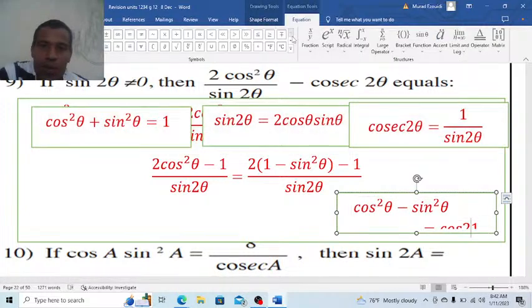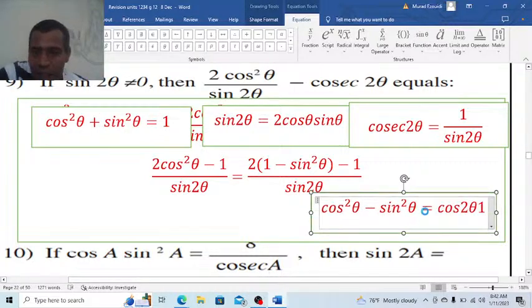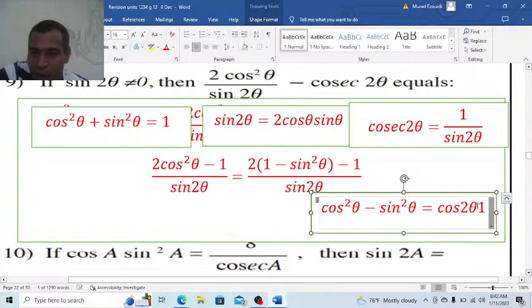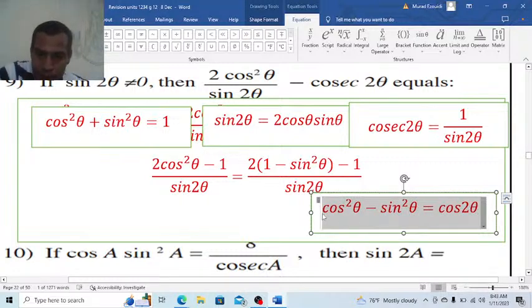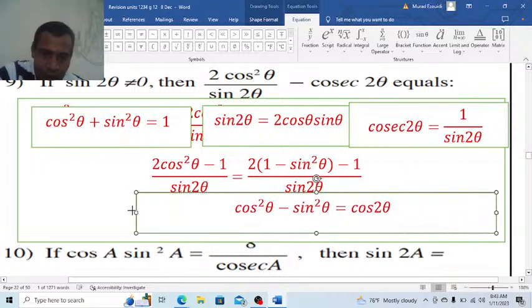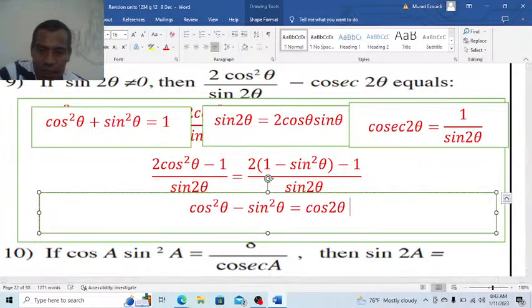Okay, to theta. So this one I will extend so that you can see it. Cosine 2 theta, the double angle of cosine, gives me exactly cosine square minus sine square. I will write it here, copy, and extend this like that.